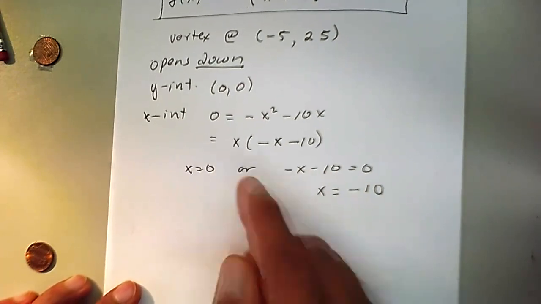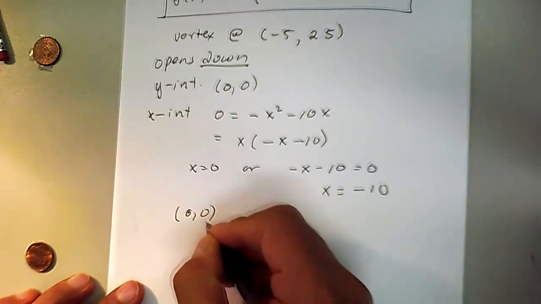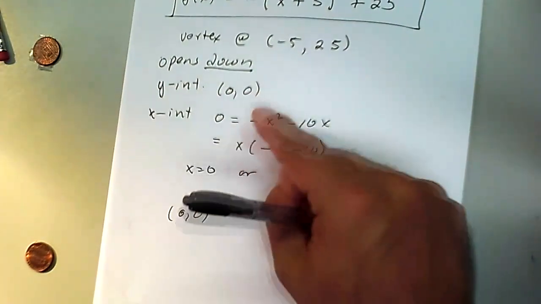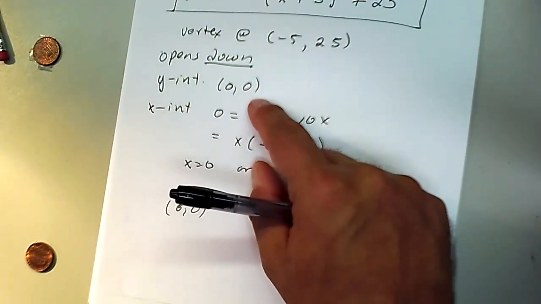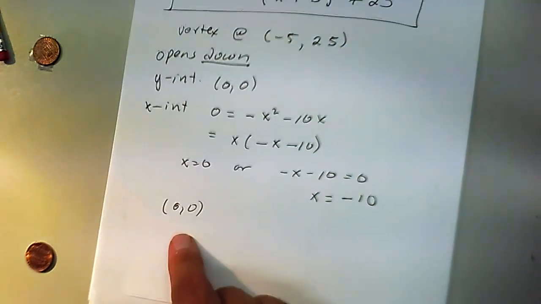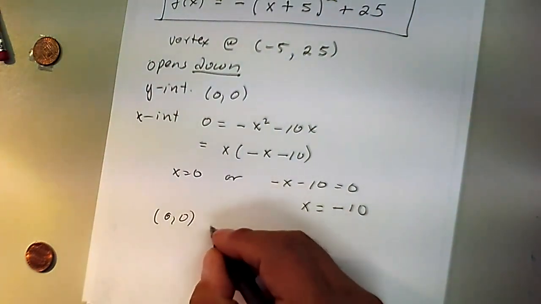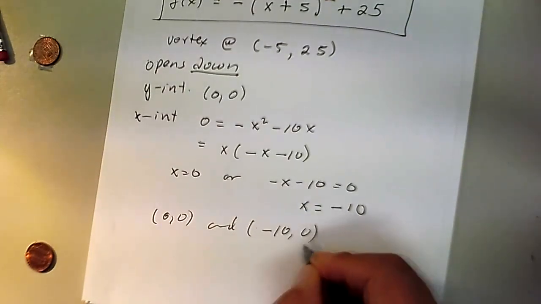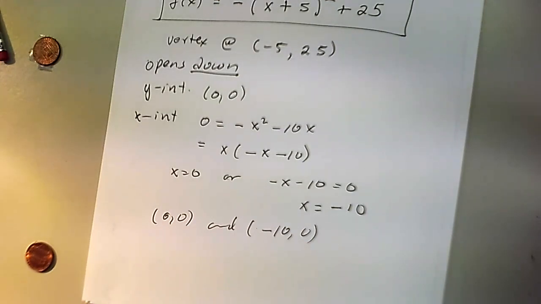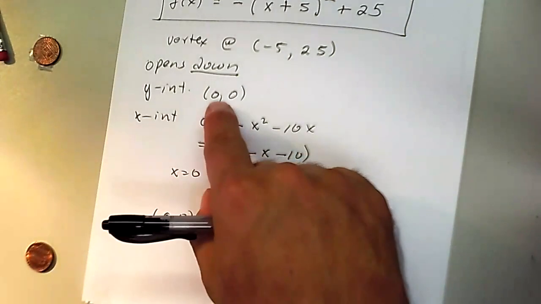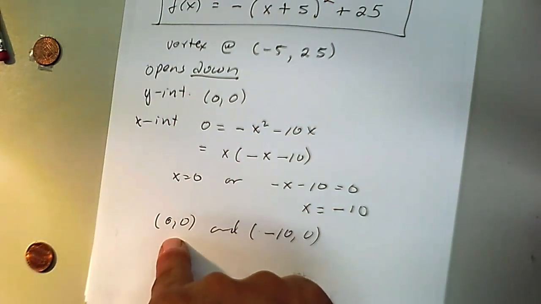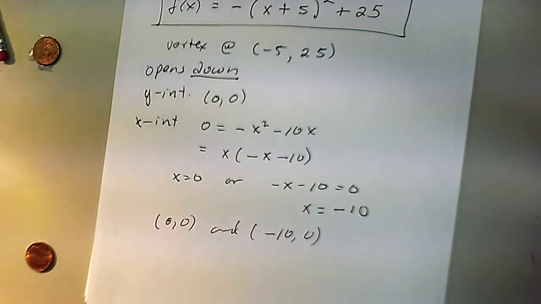So the x-intercepts are going to be 0, 0. So this guy has a double duty. 0, 0 is the y-intercept as well as the x-intercept. And the other x-intercept is negative 10, 0. I better use the word role. This point has 2 roles. The y-intercept, and it is also an x-intercept. I think that sounds better.